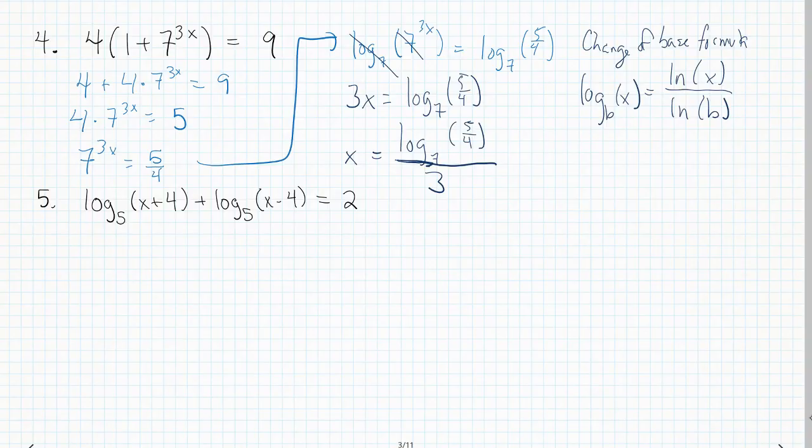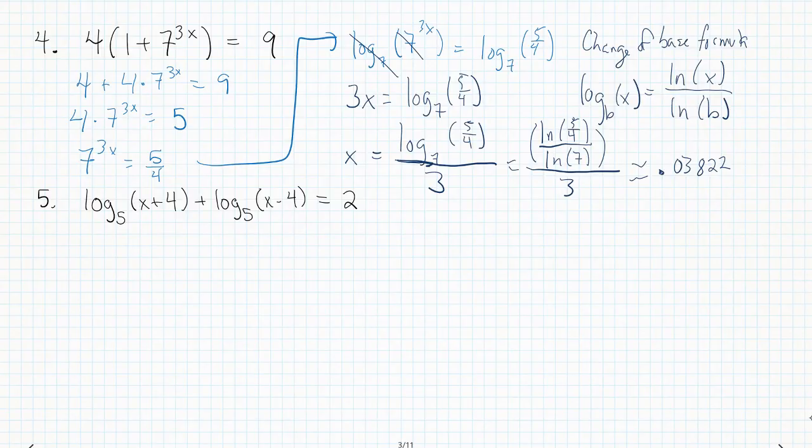So if we were to do this and say we needed the decimal approximation, we could write this as the natural log of 5/4 divided by the natural log of 7, because the b value is 7. I'll put parentheses around that because you'll need parentheses if you put that in a calculator, and then we divide that by 3. We can get an approximation this way. What is it? You can pull out a calculator if you want. I think it's 0.03822, and just double check me, correct me if I'm wrong. I'll be happy to go through that again. But that's just punching in numbers in the calculator, and that's the only reason we need it. Otherwise, the first answer would be just fine as well.